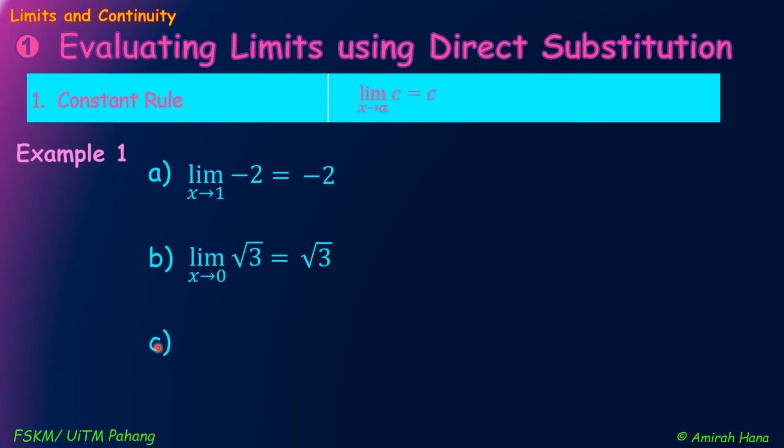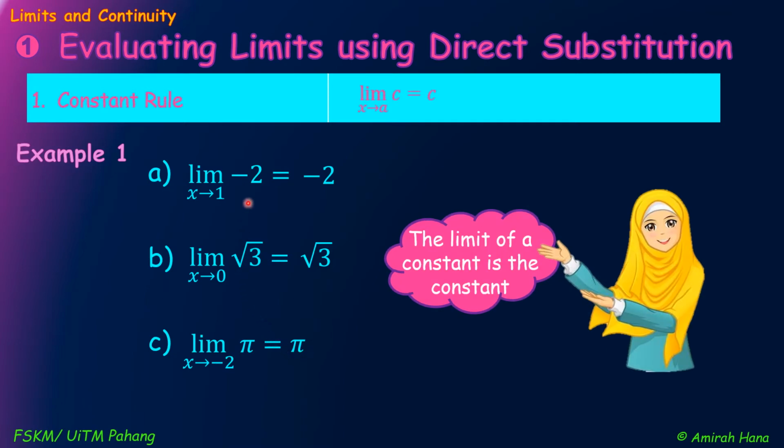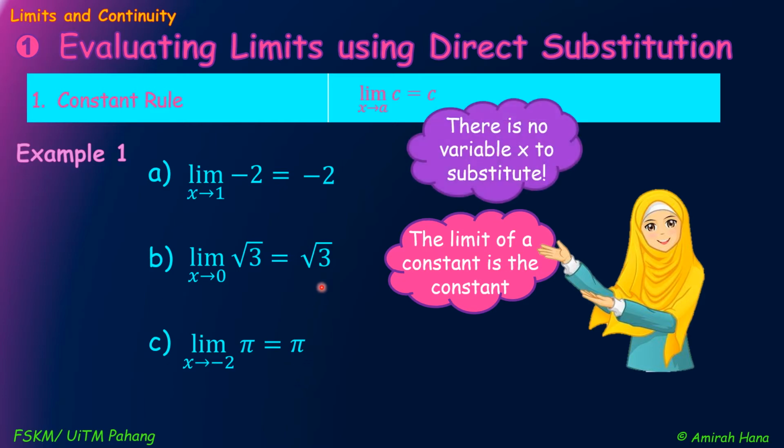And C, the limit as x approaches negative 2 of pi equals pi. Pi is a constant because pi equals 3.14 something. So when we evaluate the limit of a constant, it equals the constant. The limit of a constant is the constant, because there is no variable x to substitute. Got it?